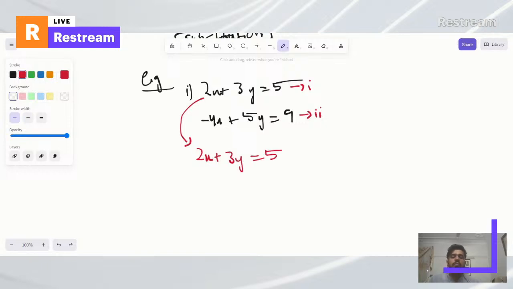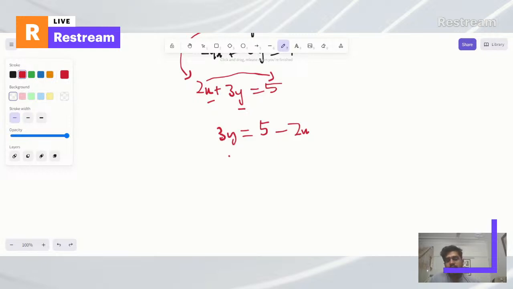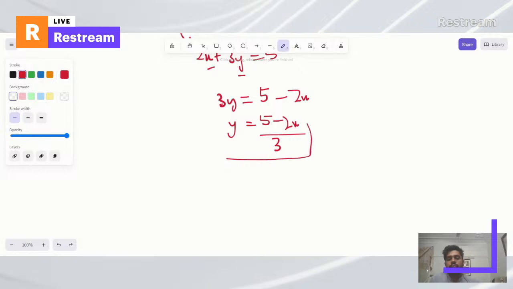All right, and now there are two variables, right? One x and one y, so we can make either one of them the subject. So I'm choosing to make y the subject. For that I have to make 2x go to the other side, so it's going to be 3y equals 5 minus 2x, right? And then I have to make y the subject, so I'm going to take 3 to the other side as well. 3 is a multiplier, so it's going to go into divide on the other side, so it will become (5 minus 2x) upon 3. Now that's the y.